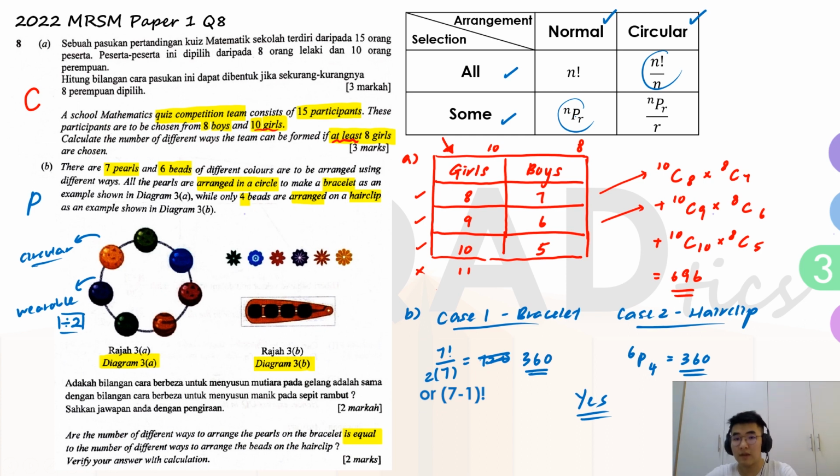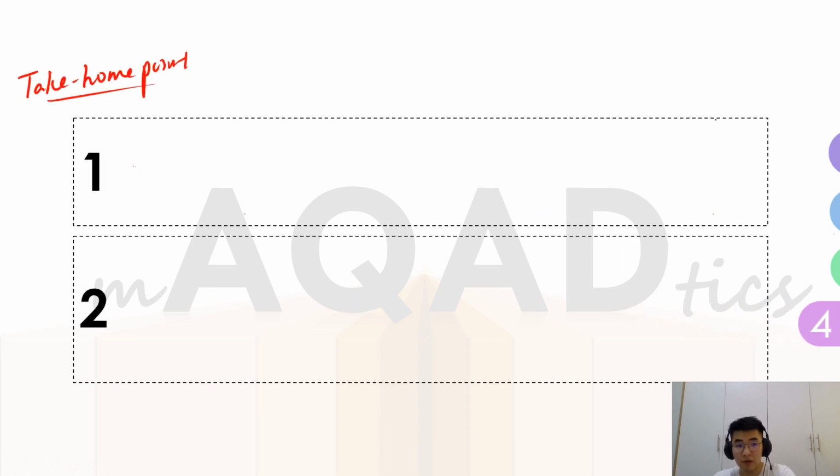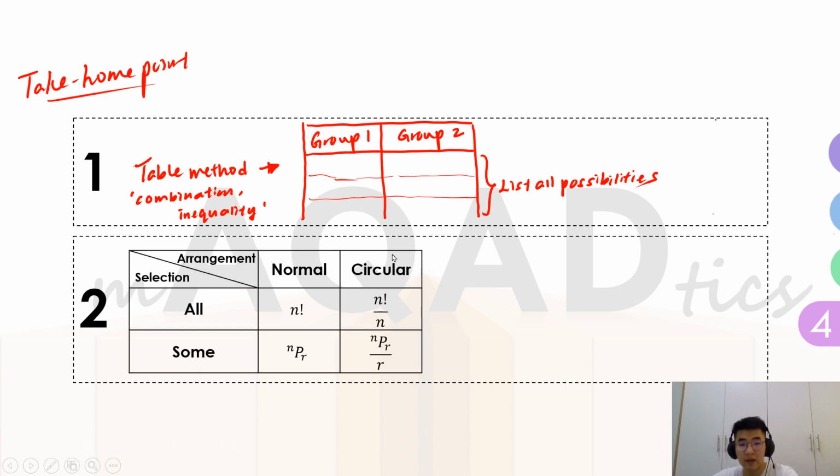And with that, we have completed today's question. Alright, so the things we need to learn from this video, or the take-home points, would be, the first one is, for combination questions, if there is an inequality, let's say at least or at most, we can use this table method to find the number of ways. So we need to identify the groups first, and list all the possibilities out, right? And the second one would be, we can use this table of formulas to help us find the number of different ways for normal arrangement and circular arrangement.